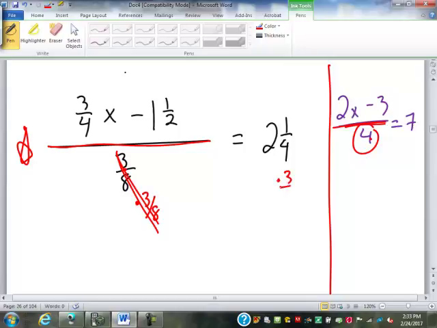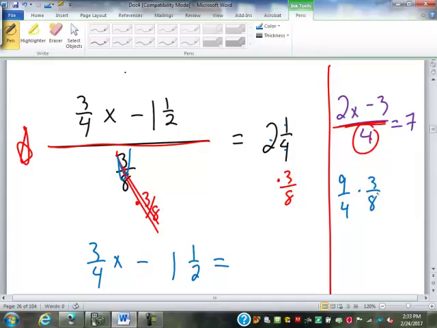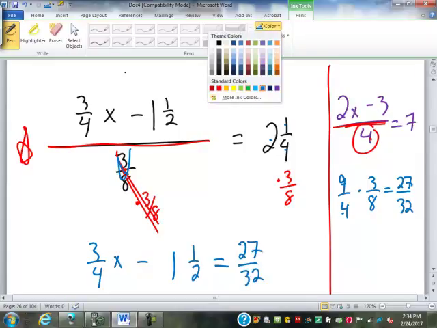I have to multiply this side by 3/8 as well. So on the left side here, this is gone. I still have the 3/4 x minus 1/2. On the right side, I have 2 1/4, which is 2 times 4 is 8, plus 1 is 9/4, times 3/8. 9 times 3 is 27. 4 times 8 is 32. So that's 27 over 32. What's my next step?